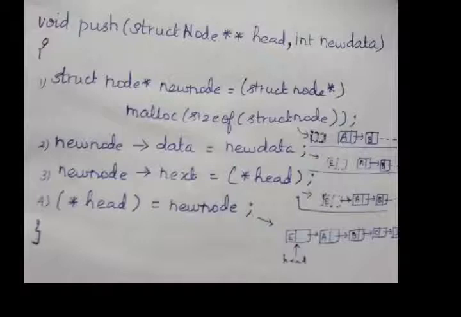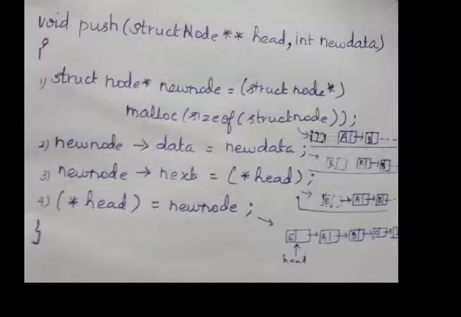See the first line, number 1. I am creating memory for the new node using the dynamic memory allocation malloc function. That is struct node star new node is equal to struct node star malloc size of struct node. So this is the line that we write for allocating dynamic memory for creating a node. Then the second line: I am giving data, that is, the value for the node I have just created, that is new node data equal to new data.